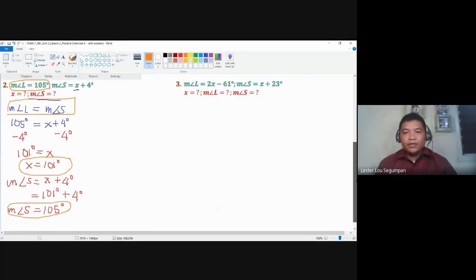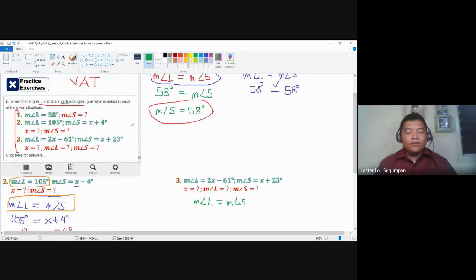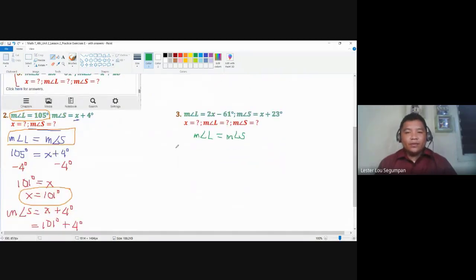For number 3, still, we could say that the measurement of angle L is equal to the measurement of angle S, since we already have the claim earlier that they are vertical angles. So equate them. That's 2x minus 61 degrees must be equal to x plus 23 degrees. And then solve for x. Why? Because before you could solve the measurement of angle L or the measurement of angle S, we do have the variables here. Solve for x first.